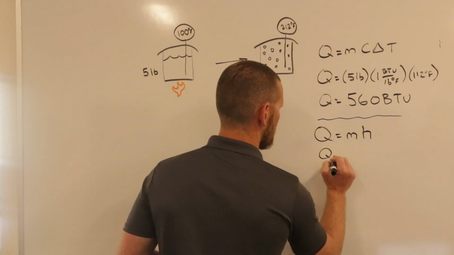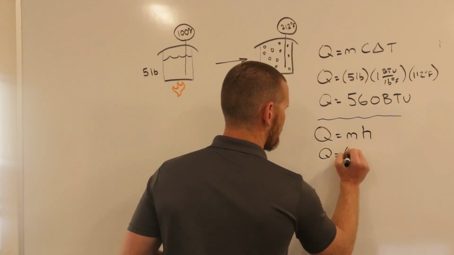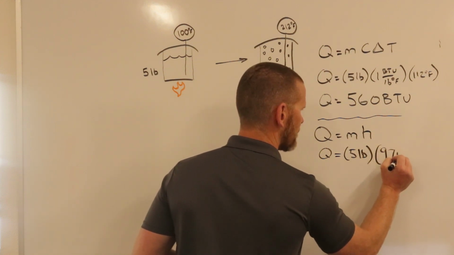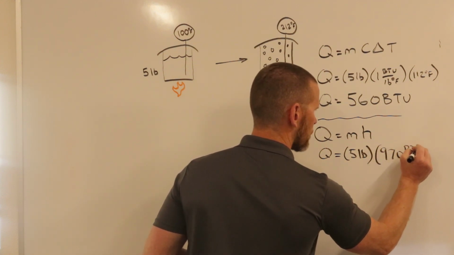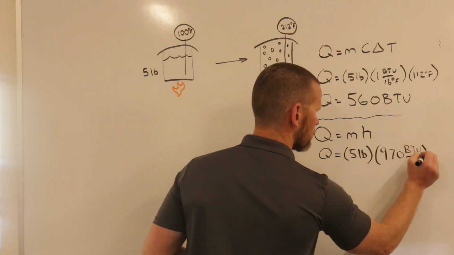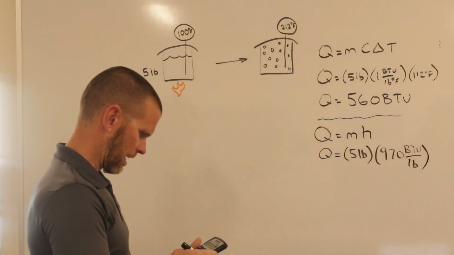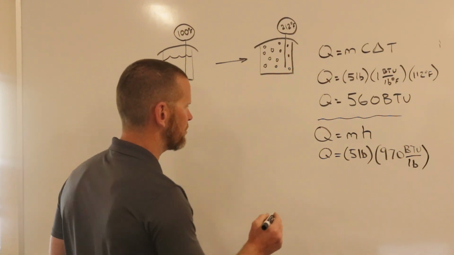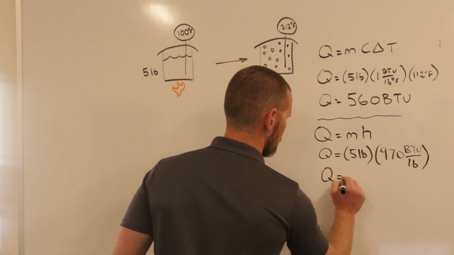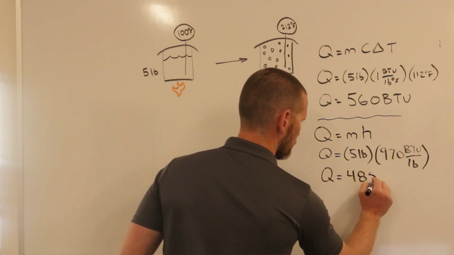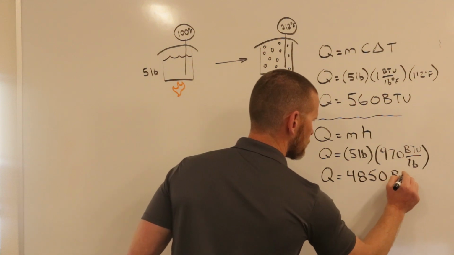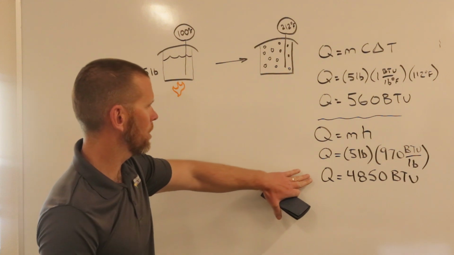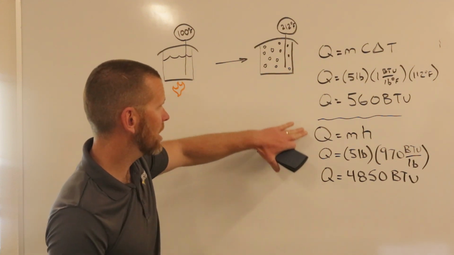So plug both of our numbers in. Q equals 5 pounds, 970 BTUs per pound. And just plugging that in the calculator, 5 times 970 equals 4,850 BTUs. Again, we still don't have a final answer. The final answer will be the sum of our latent heat and our sensible heat.